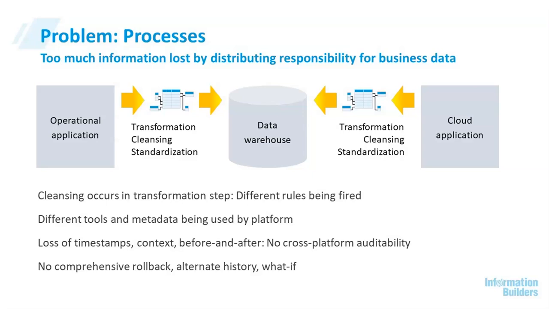And the problem that we have here is that these cleansing steps that we're going to be taking are frequently being done in different places, which means you're firing different rules for cleansing in different places, which means that cleansing isn't actually going to happen the way that it needs to. The metadata that's being used is different based on the platform that the process is occurring on. And perhaps most importantly is the loss of context and timestamps. You can't take information and backtrack to what it was before and rerun history as if a different scenario had taken place. Now, this is a true story.